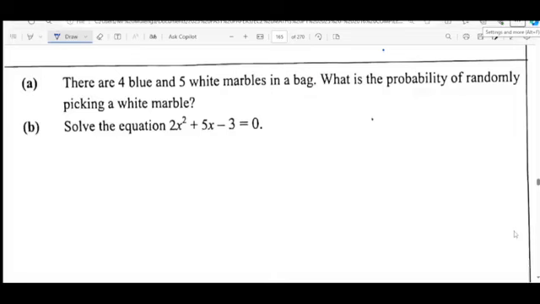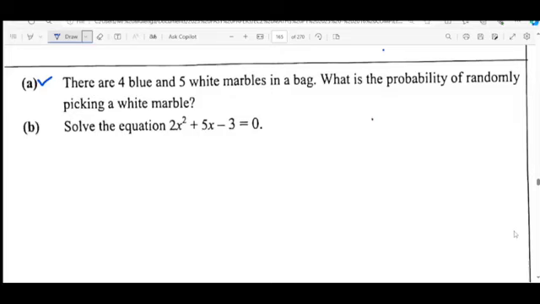Come to our question 9. Under question 9, we have two questions, that is question A and B. So we are going to start with question A. There are 4 blue and 5 white marbles in a bag. What is the probability of randomly picking a white marble?